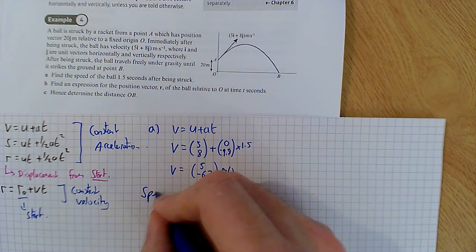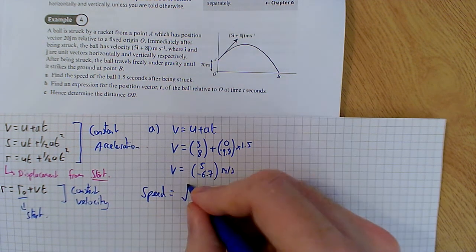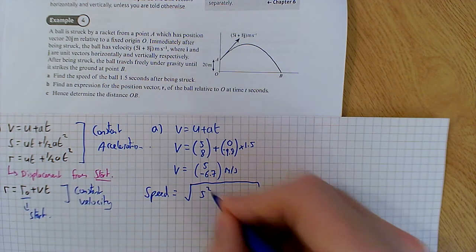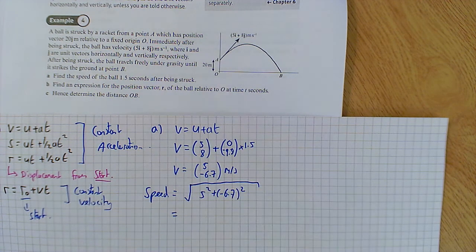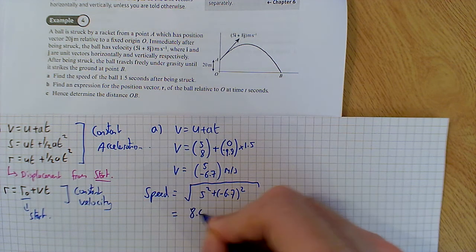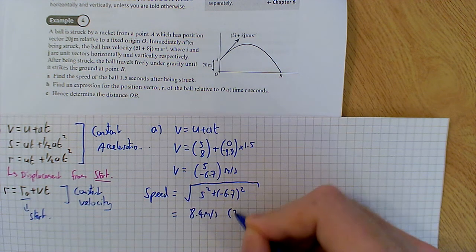So to get the speed, I've already said it's the magnitude of the velocity. So we're just going to use Pythagoras on those. This gives us an answer of 8.4 meters per second to two significant figures.